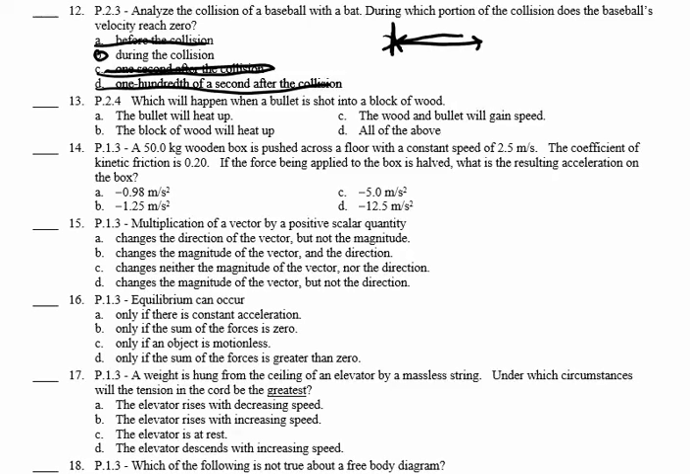14. A 50-kilogram wooden box is pushed across the floor with a constant speed of 2.5 meters per second. The coefficient of kinetic friction is 0.2. If the force applied to the box is halved, what is the resulting acceleration of the box? So right now, a 50-kilogram box is pushed across the floor with constant speed, so it's not accelerating. Right now, we know that it's at equilibrium. So what that means then is if this is my box, the force that's being pushed forward is equal to the force of friction.